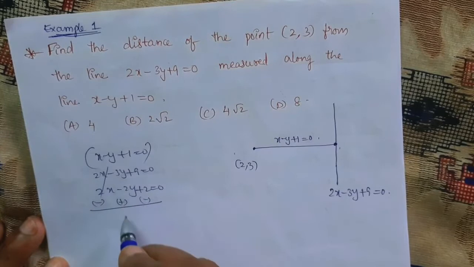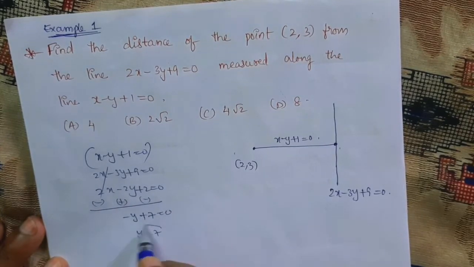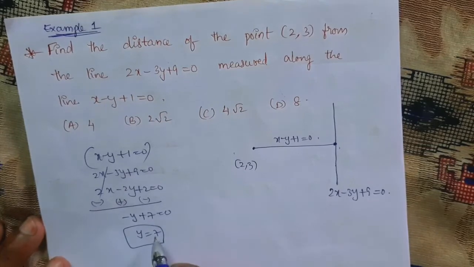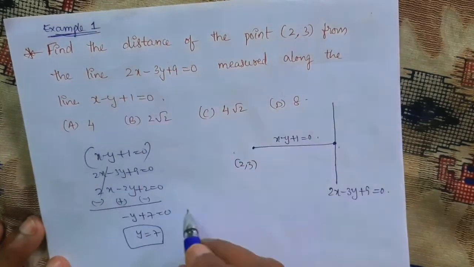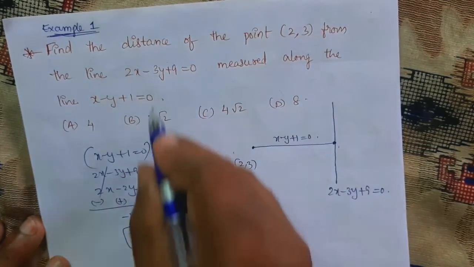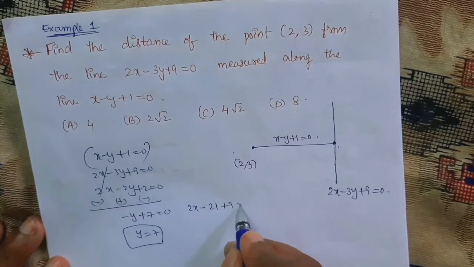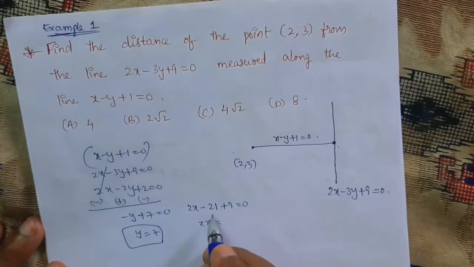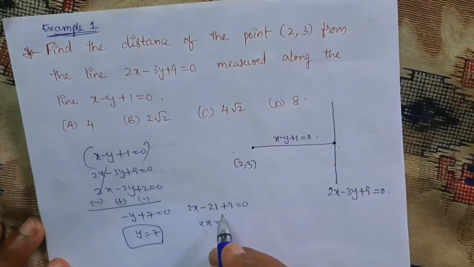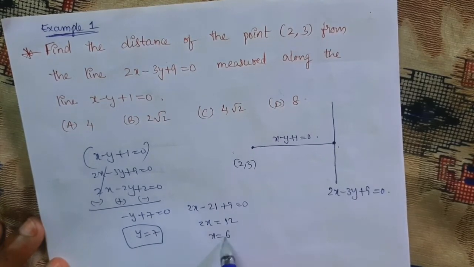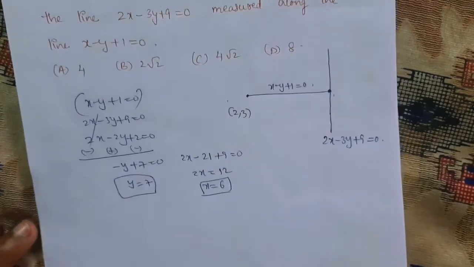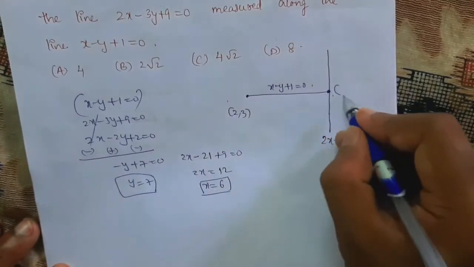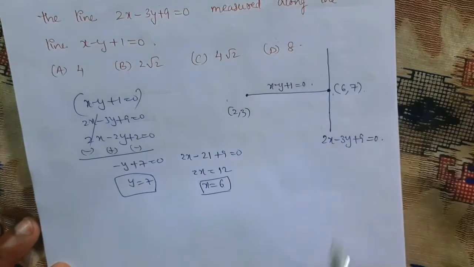So minus 3y plus 2y is minus y plus 7 equal to 0. That means y equal to 7. If y equal to 7, substitute in this equation, you will get 2x minus 3 into 7, which is 21, plus 9 equal to 0. That means 2x minus 21 plus 9, which will be equal to minus 12. It will become 12. That means x equal to 6. We got x equal to 6 and y equal to 7. That means this point is (6, 7).